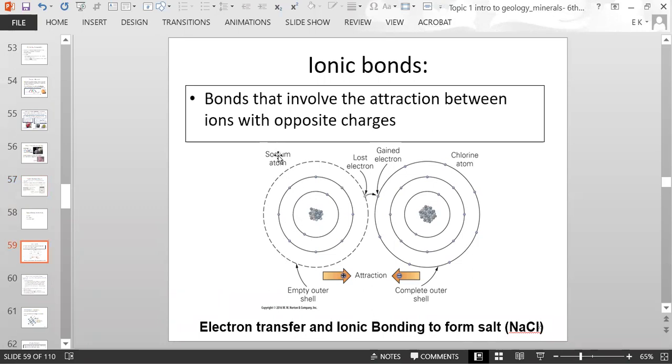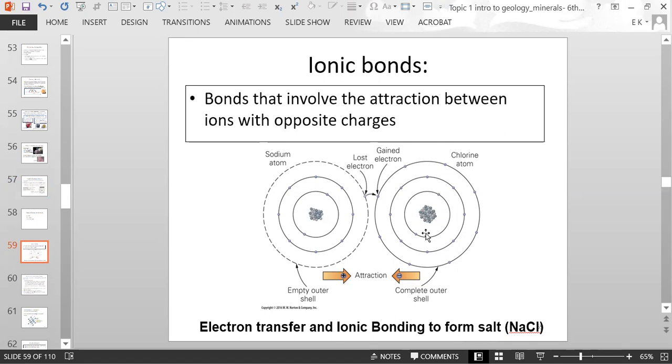In this case, the sodium atom loses an electron, and the chlorine atom gains that electron. That turns the sodium atom into a positive ion because it loses one of its negative charges, so it becomes positive. The chlorine atom gains that negative electron charge, and it becomes a negatively charged atom, which we call an ion.